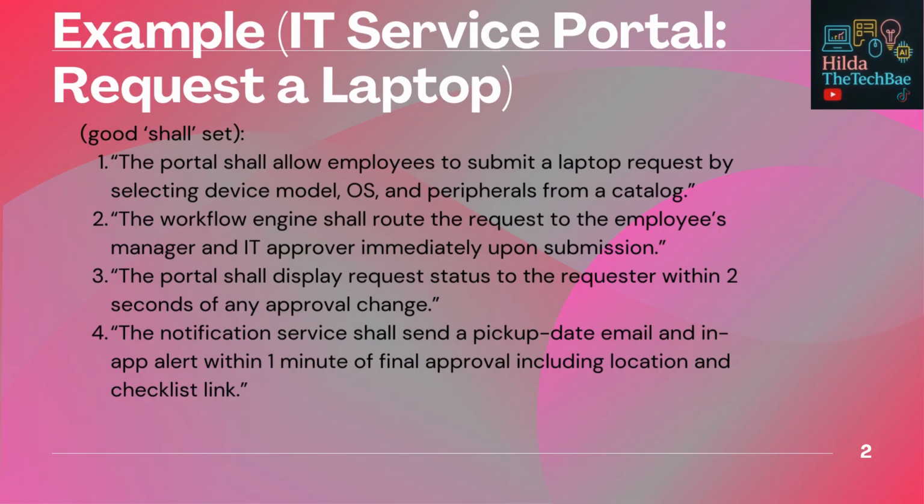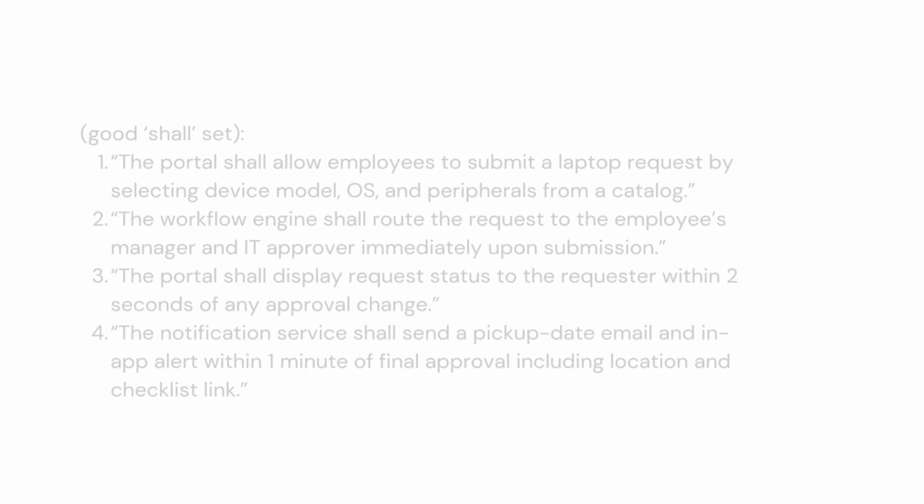So there are no buzzwords like user-friendly or quickly. We give numbers here so stakeholders can accept and quality assurance can verify. So speaking of quality assurance, how do we prove these statements were met? Proving that is by writing acceptance criteria.